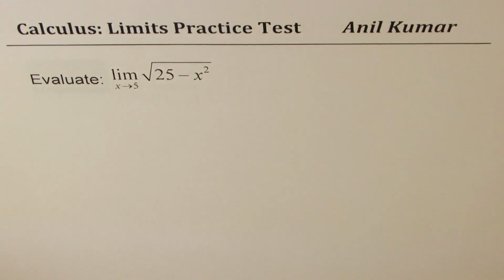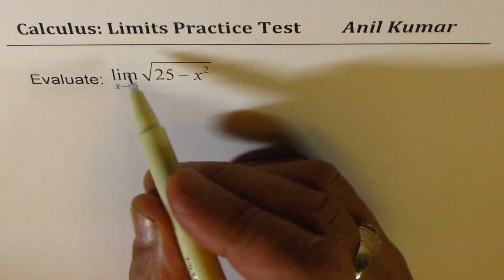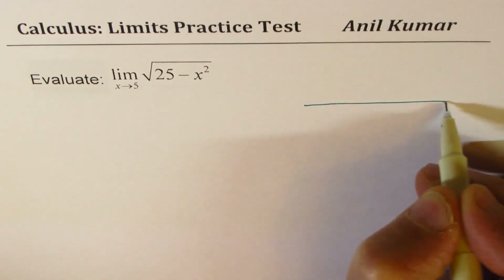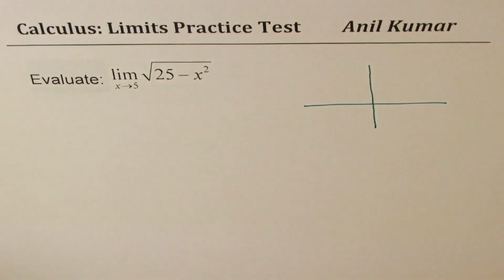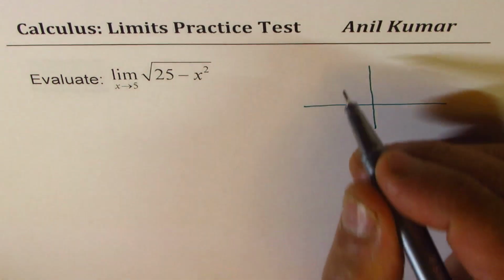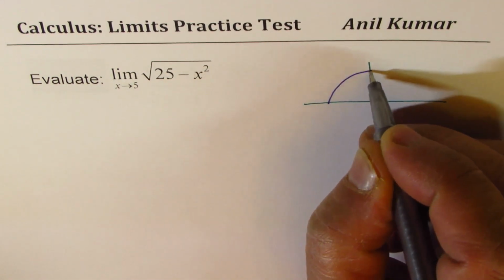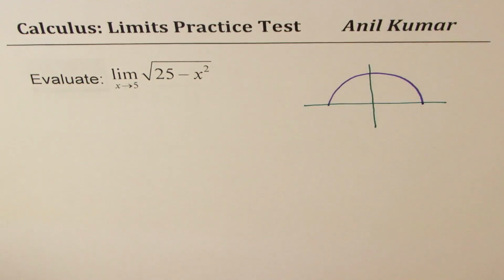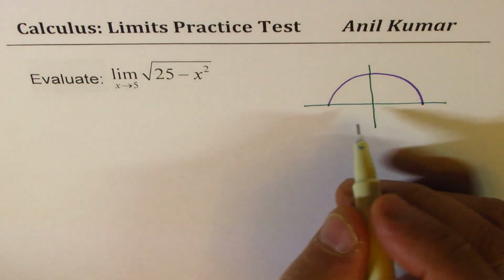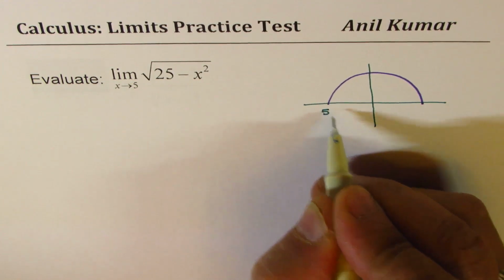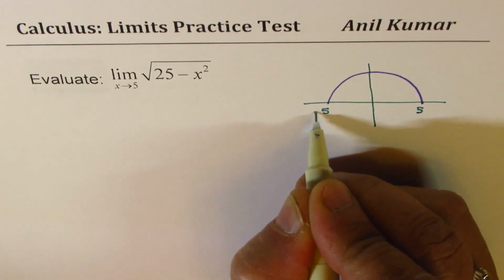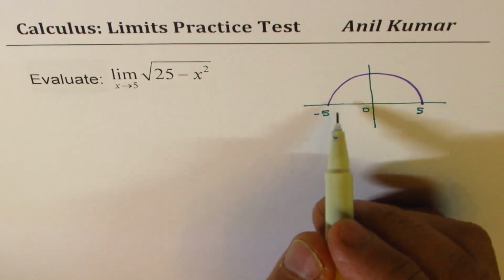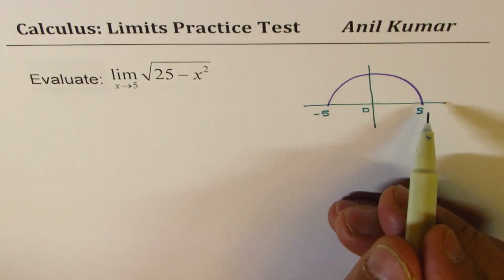Now to understand this, let us sketch this function, right? If you sketch this function, what do you get? You'll get something like a semicircle, right? This is the equation of a semicircle. You'll get a semicircle like this, where the radius is 5 units, correct? 5 units, plus and minus. Okay.